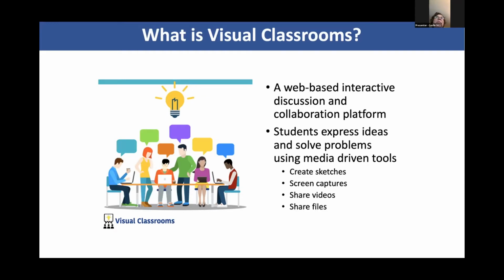As they move to this new approach, medical educators are increasingly turning to blended learning environments that feature both technology and active learning instructional strategies. Visual Classrooms is one of the technologies that Tufts is using to achieve its commitment to curricular integration and active learning. The platform features an interactive collaboration and discussion space, and unlike other platforms, students can express their ideas using media-driven tools, creating sketches, capturing screens, sharing videos, etc.